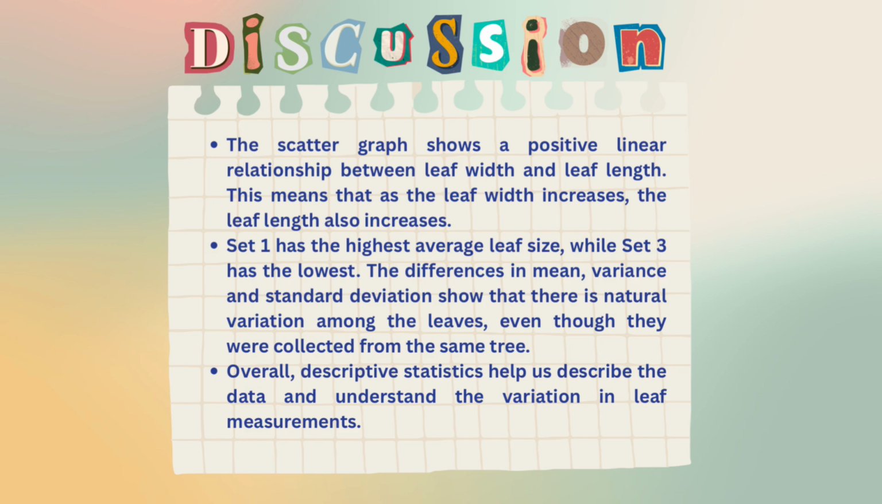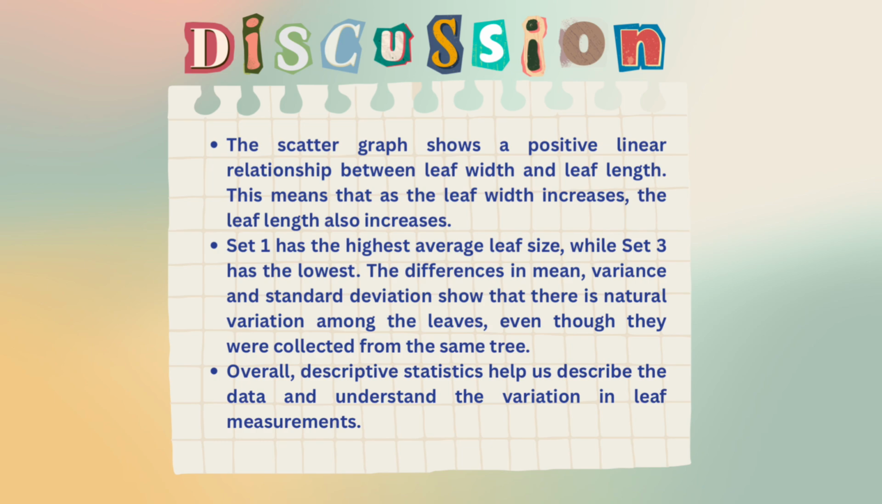The calculated means also show a slight difference among the 3 sets. Set 1 has the highest average leaf size, while Set 3 has the smallest average. These differences are normal because leaves naturally vary in size, even when they come from the same tree.